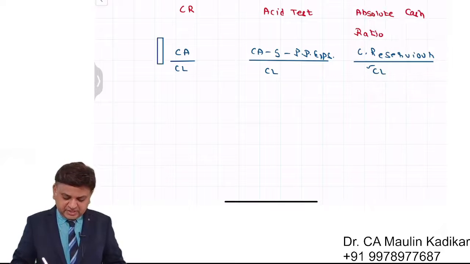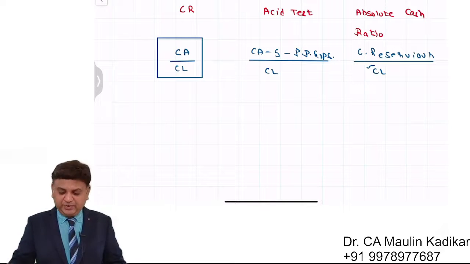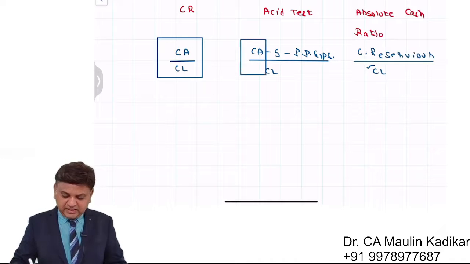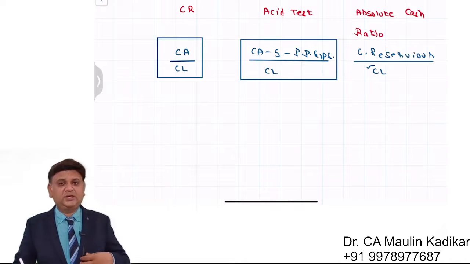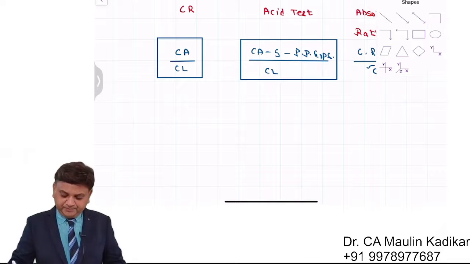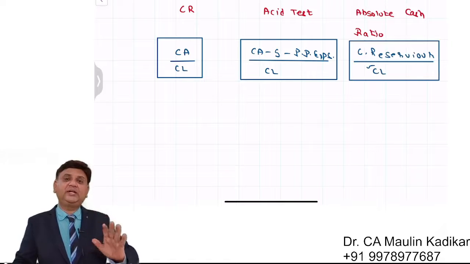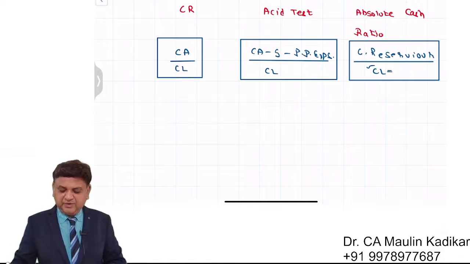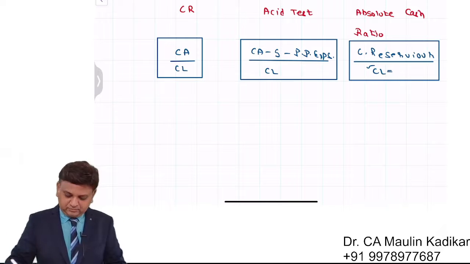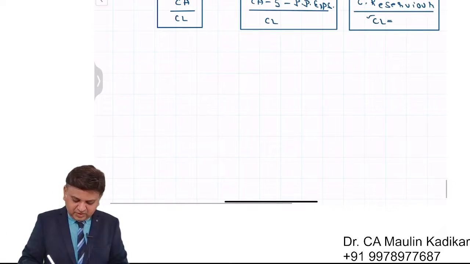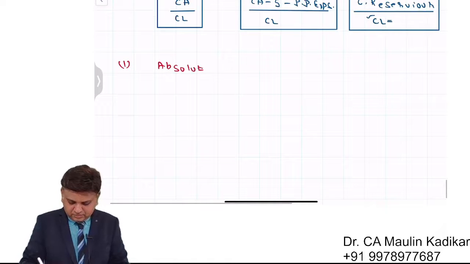The first ratio is indicating current assets for every 1 rupee of current liability. This is indicating the amount of quick assets for every 1 rupee of current liability. And this ratio is indicating what amount of cash and cash equivalent we have right now for making payment of current liabilities. That is the way the absolute cash ratio is calculated. Write down the answer for the first question. Absolute cash ratio.